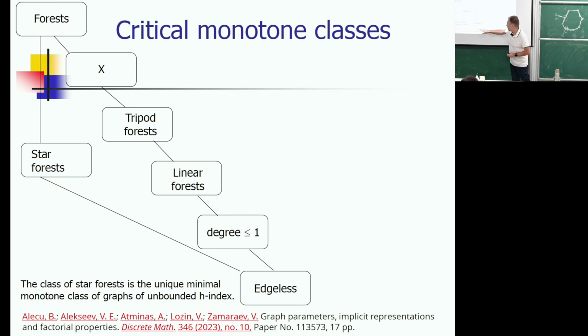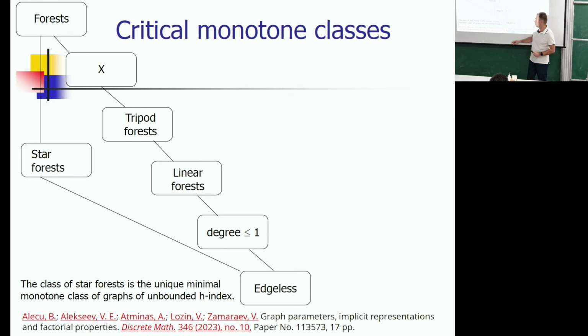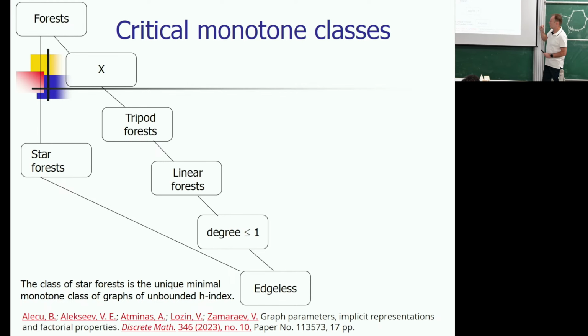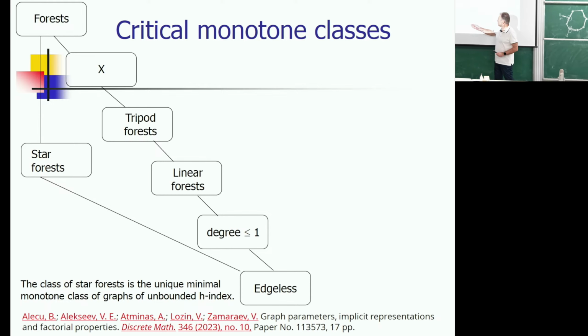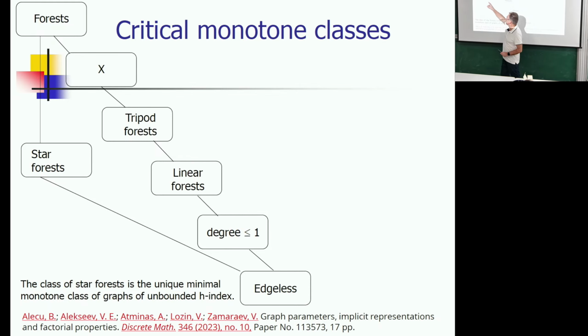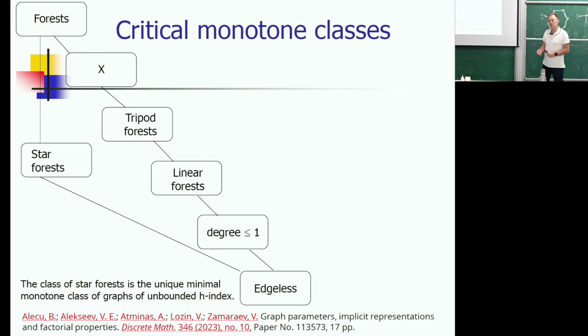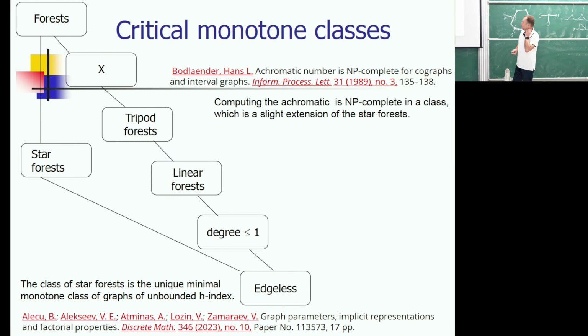In a recent paper with a number of co-authors, they identified all minimal classes of unbounded H index in the family of all hereditary classes. And by projecting this result to the case of monotone classes, we conclude that the class of star forests is the unique minimal monotone class of graphs of unbounded H index. It would be nice to support the importance of this class by identifying some algorithmic problems for which this class is critical. And I believe that there is such a problem, the so-called achromatic number.